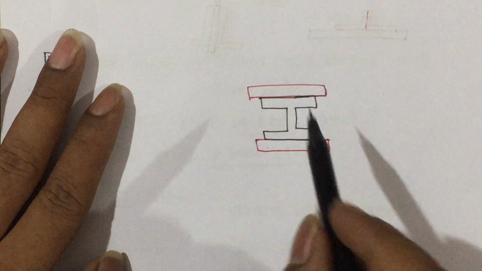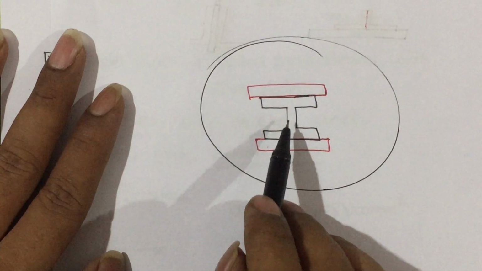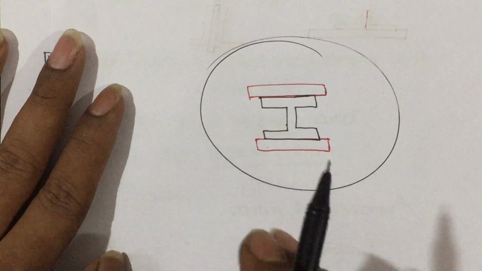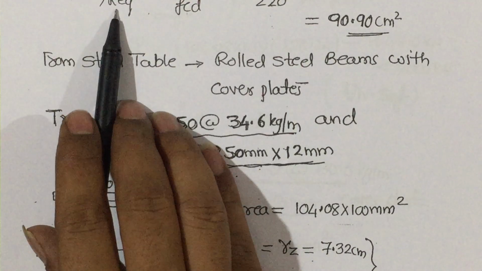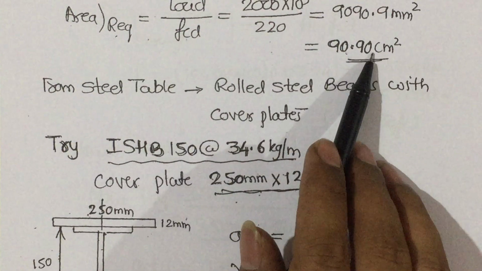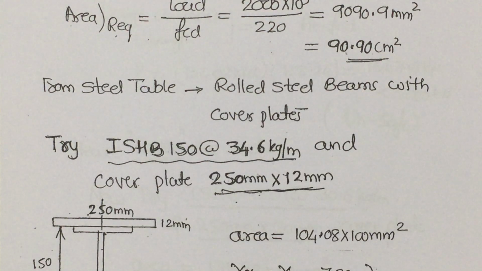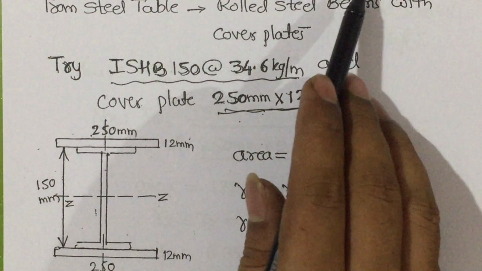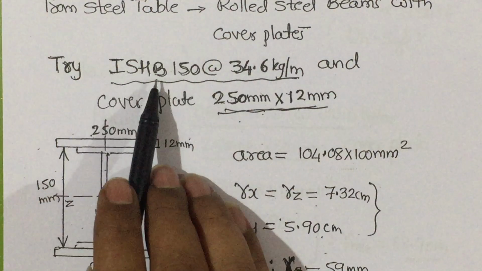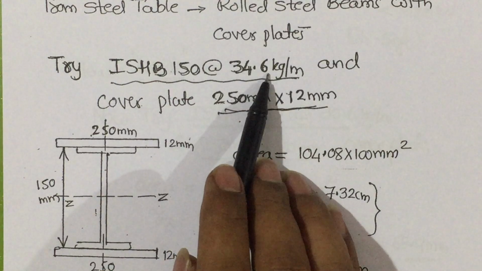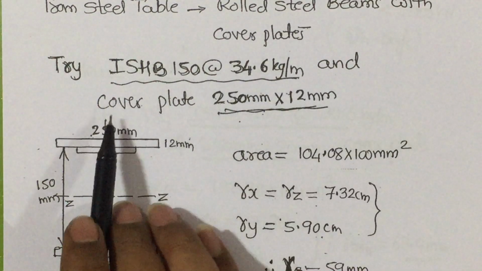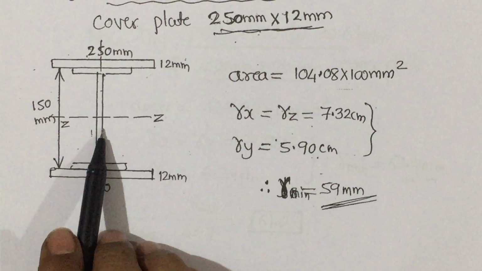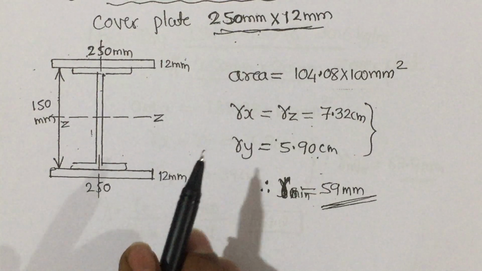Now, in the steel table, wherever the diagram is given like this on the top left hand side, search in that section with respect to the area required. Area required is 90.9 centimeter square, like we searched in the previous problems. So, you are going to get the nearby value and more than this value. We got it as ISHB 150 at 34.6 kg per meter, and cover plates of 250 mm by 12 mm. So, it is the built up section now, it is the required section.